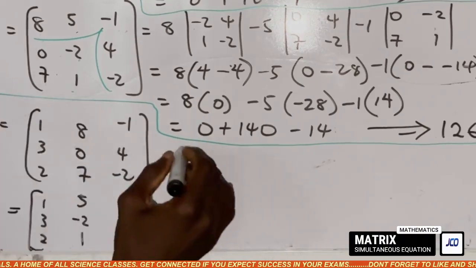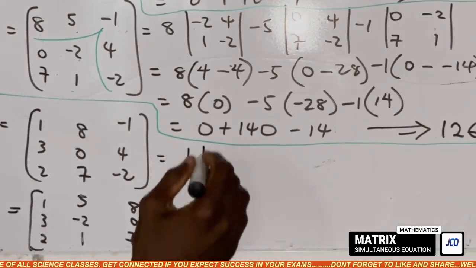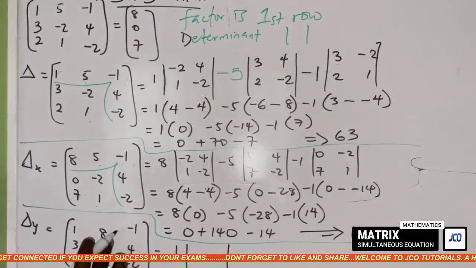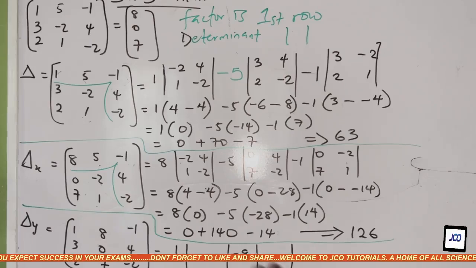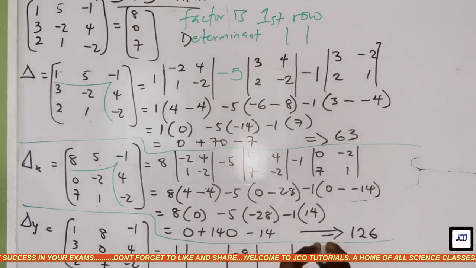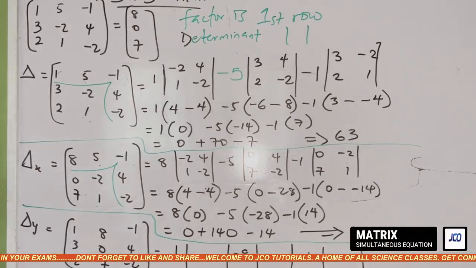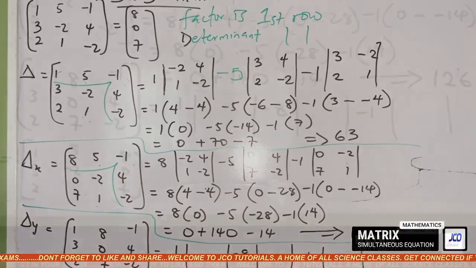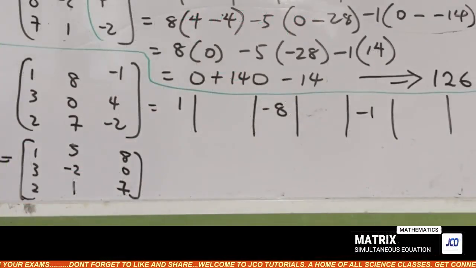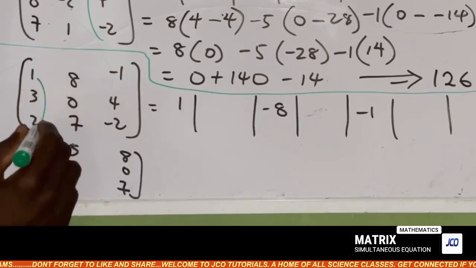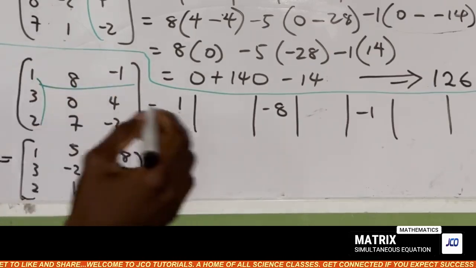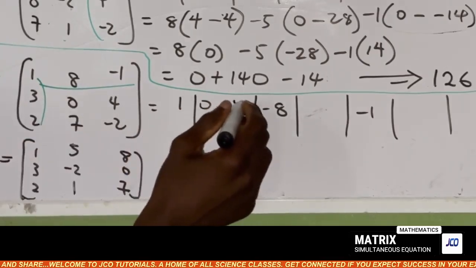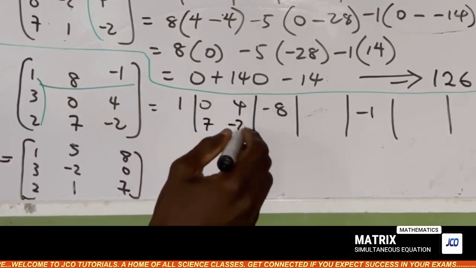1, you have it there. Open your brackets. 8 is at the middle, you change it to minus 8. Open your bracket. Minus 1 is lastly there in your bracket. Going on, once you remove his column and his row, what are you left with? You're left with 0, 4, 7, minus 2.